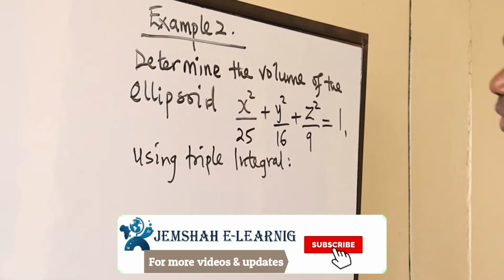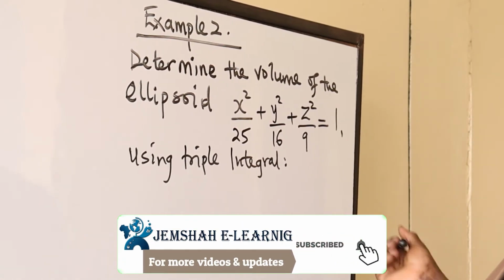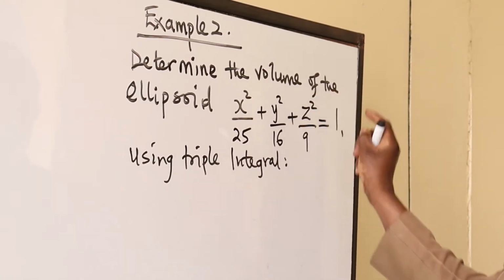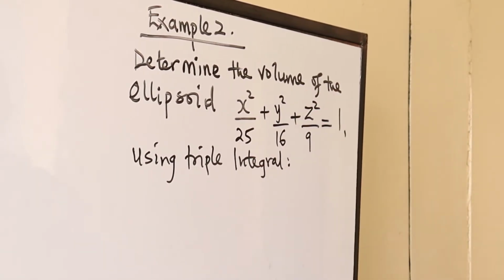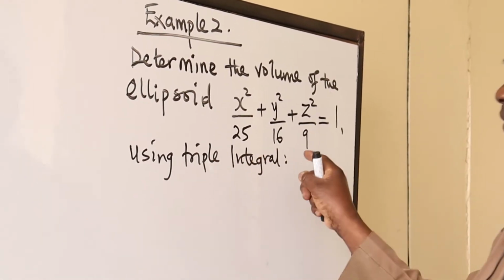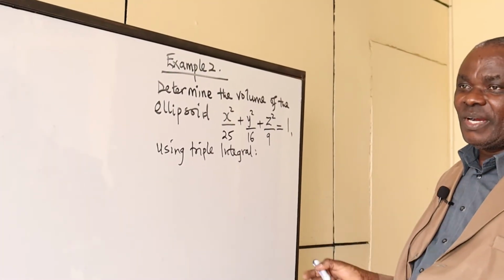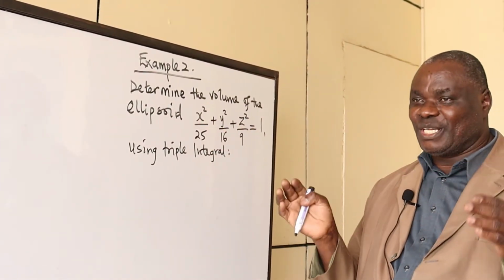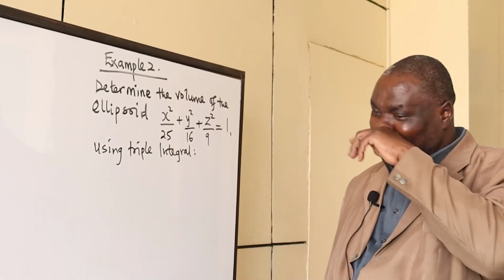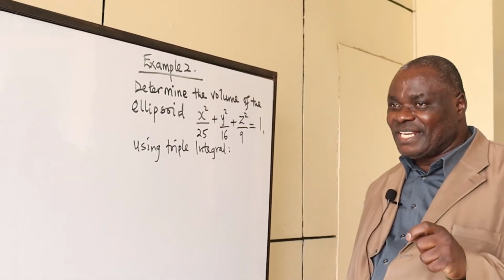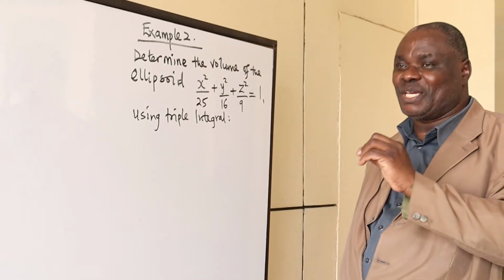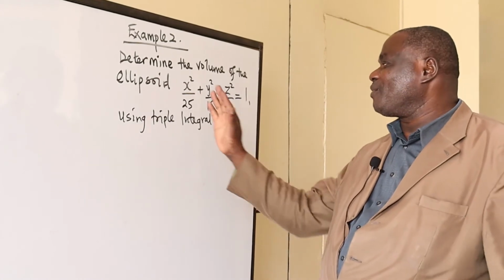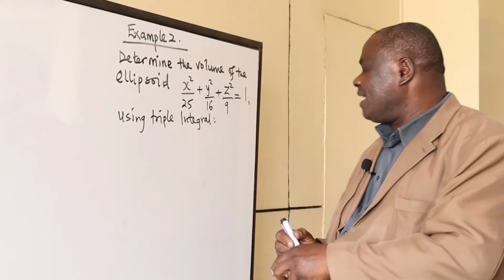So in our example 2, we say determine the volume of this ellipsoid x squared over 25 plus y squared over 16 plus z squared over 9 is equal to 1 using a triple integral. As we can see in this expression, an ellipsoid is not one of the regular solids, but an ellipsoid can be transformed into a sphere. We can do something so that we transform our ellipsoid into a sphere.